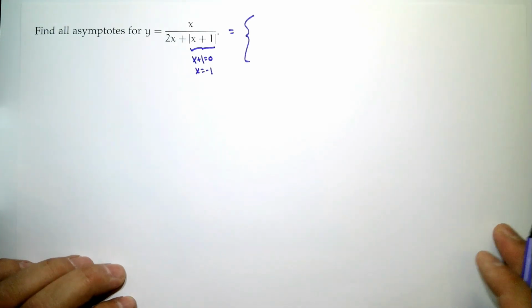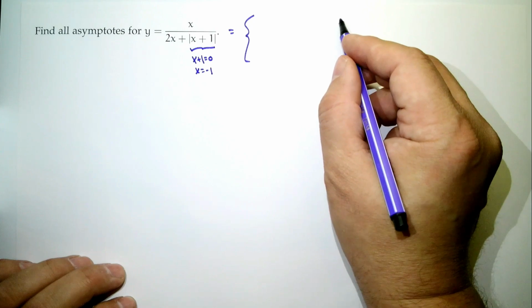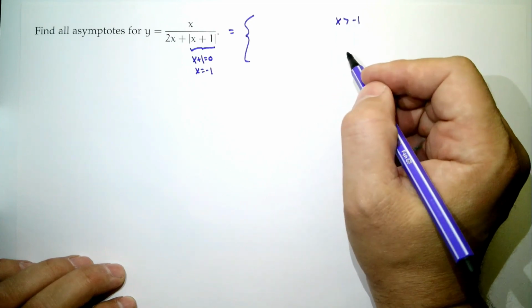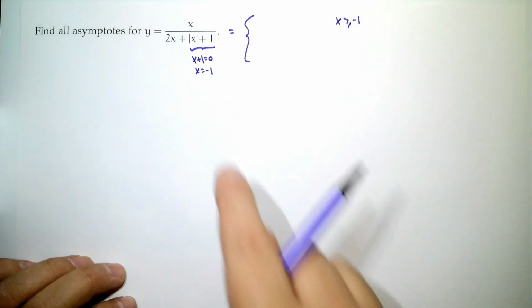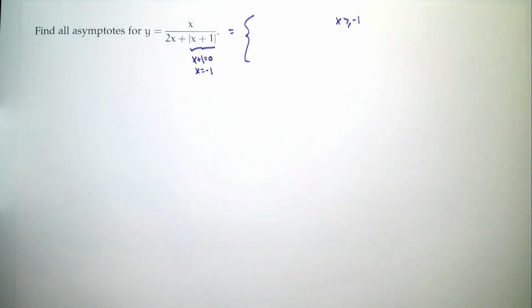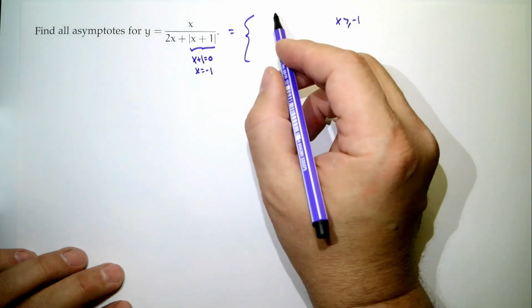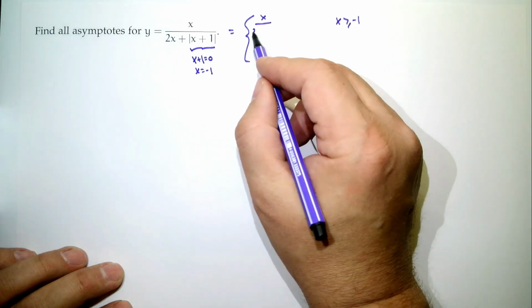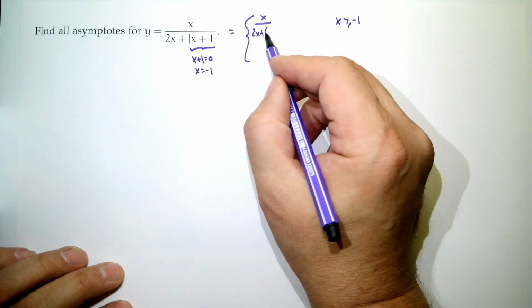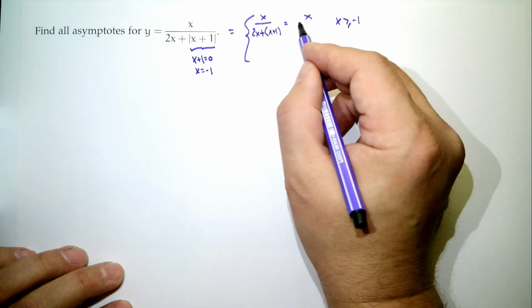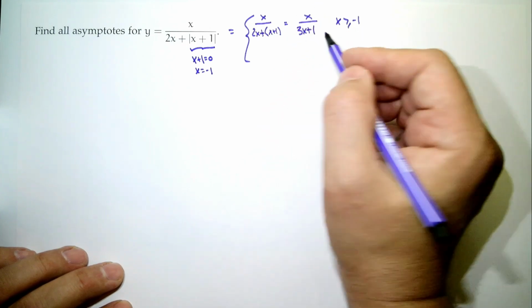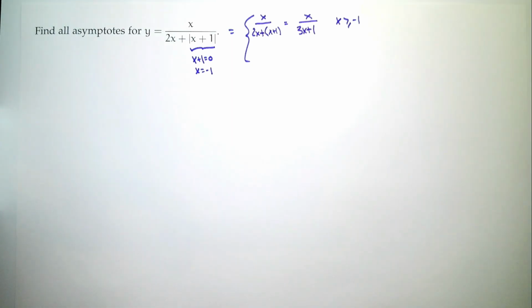One part will be, suppose x is greater than negative 1. Well, we can even say greater than or equal to. In that case, the absolute value doesn't do anything, because x plus 1 will be greater than or equal to 0. And so we just say, aha, this is x over 2x plus parenthesis x plus 1, also known as x over 3x plus 1. All right, so that's what happens if I'm above negative 1.